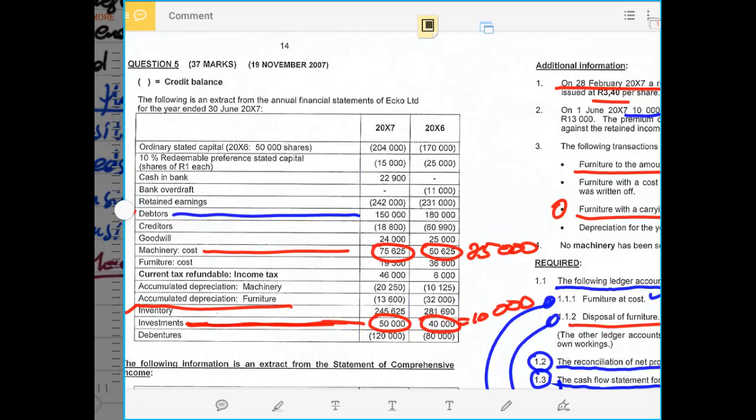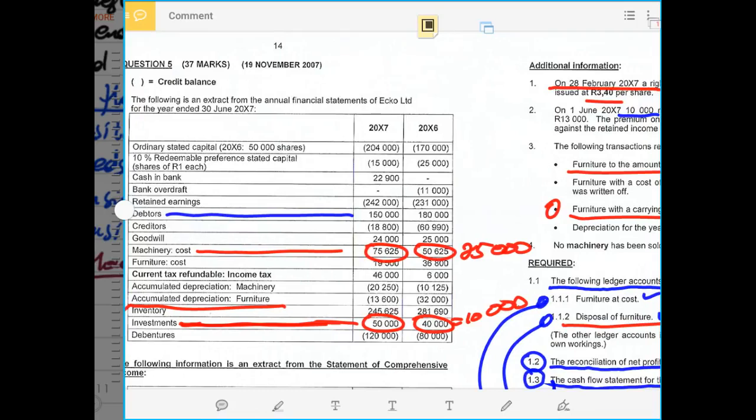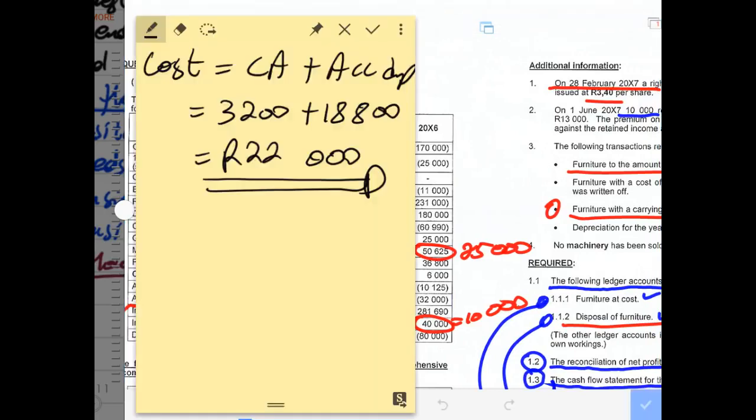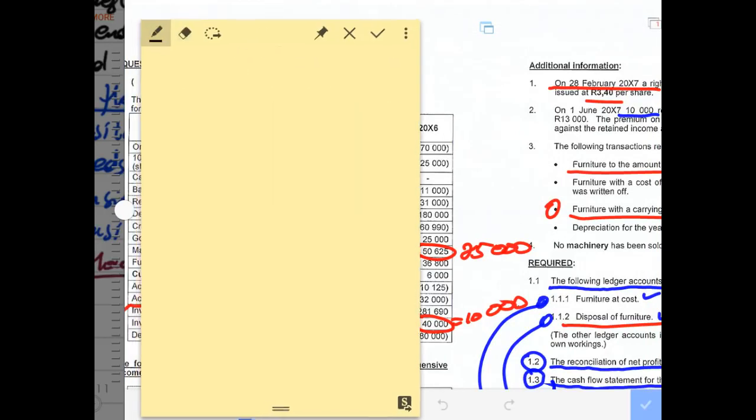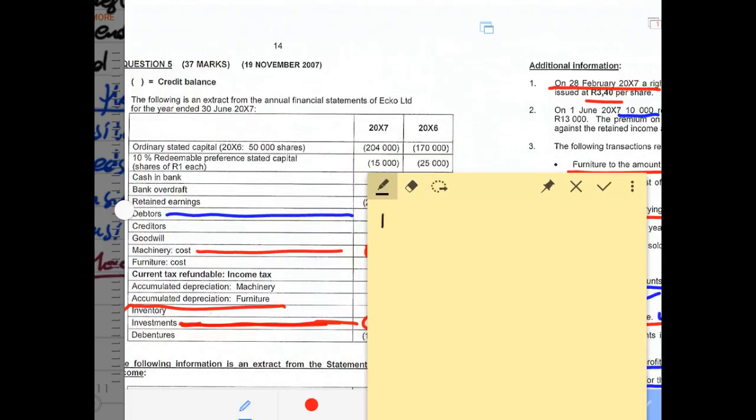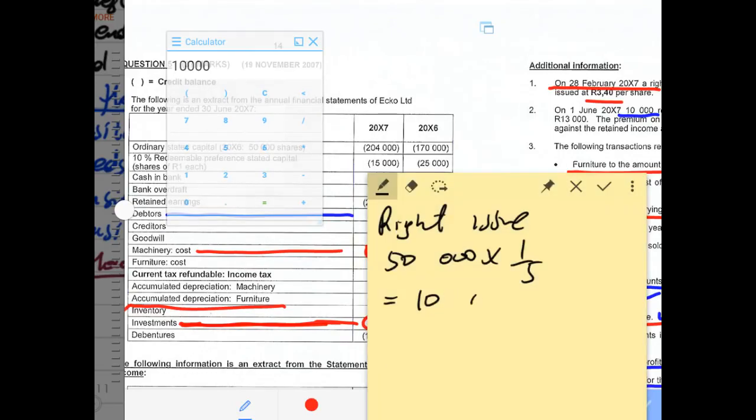That means now it will have to be 50,000 divided by 5, where we are calculating the rights issue. It will be 50,000 shares times 1 divided by 5. So if we do that, it will be 50,000 times 1 divided by 5, and this will give us 10,000 shares. That means 10,000 shares were the rights issue shares.